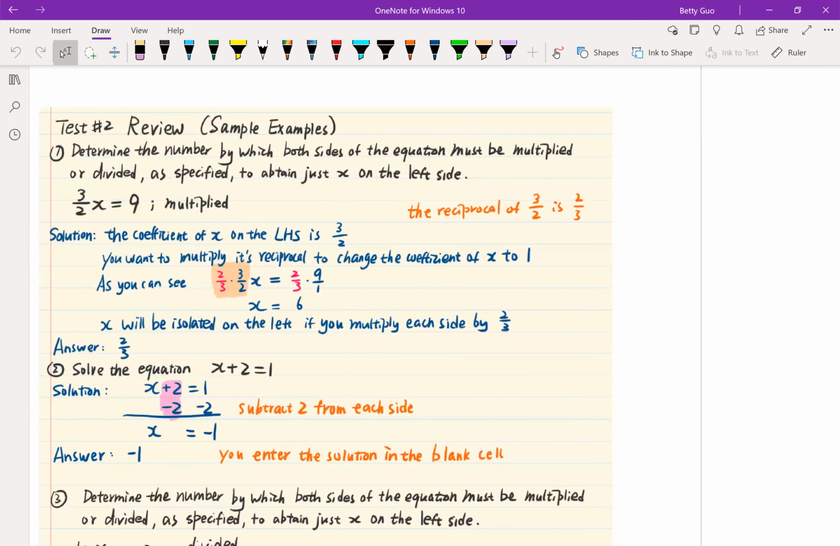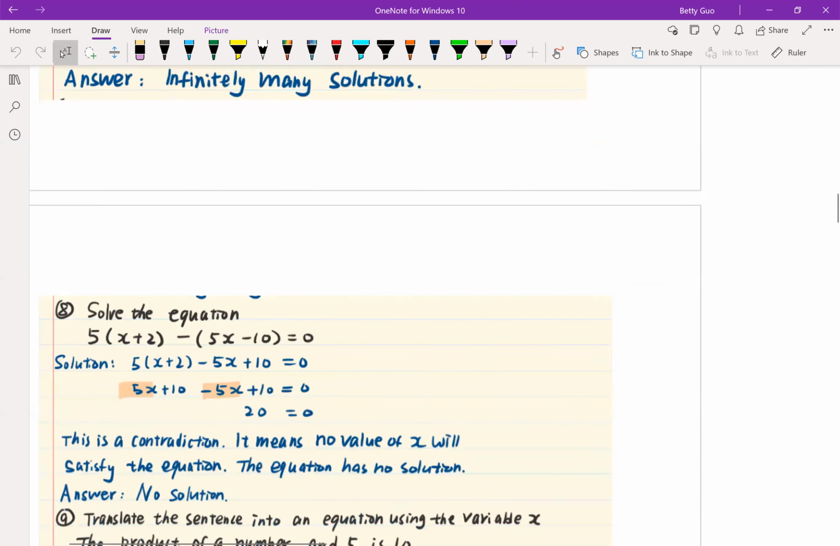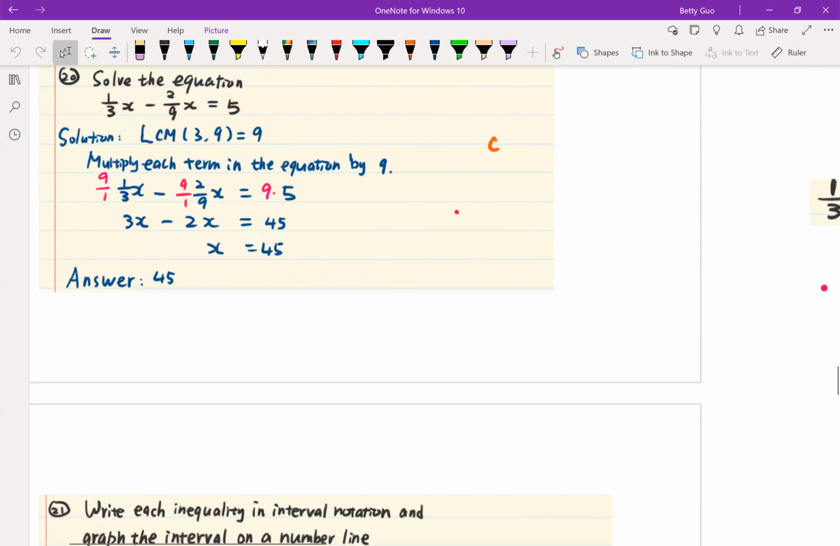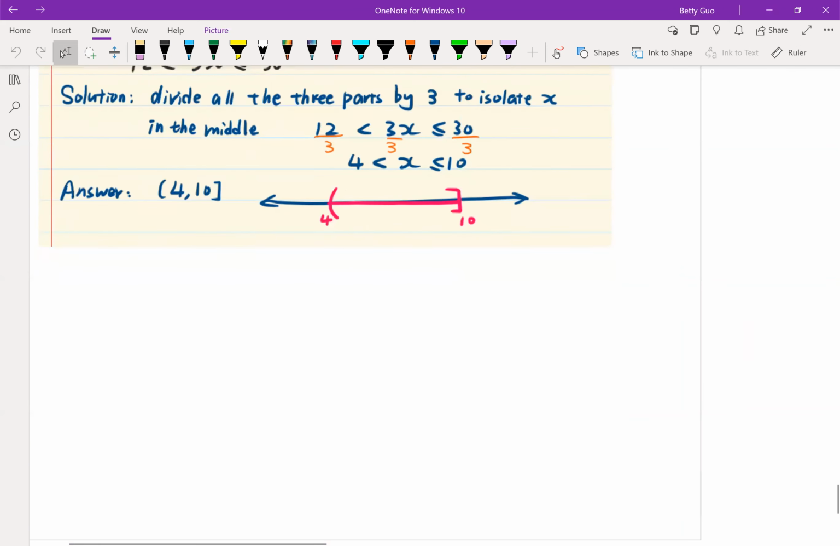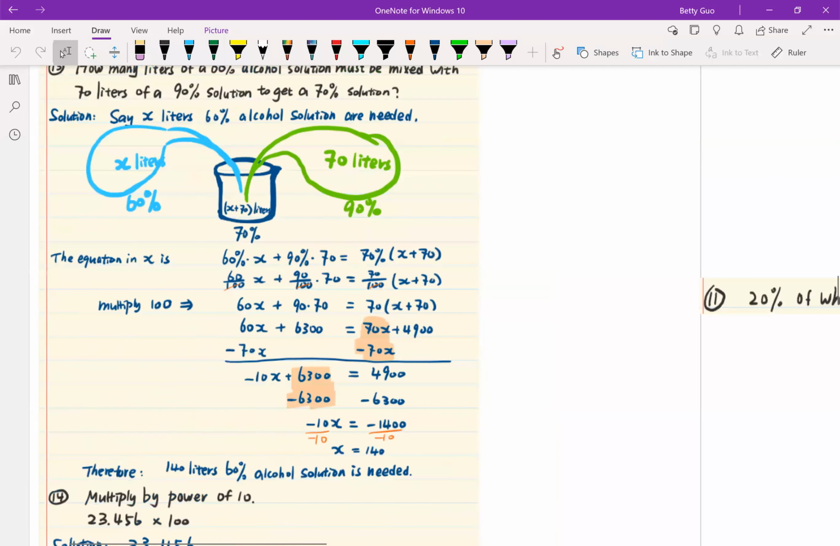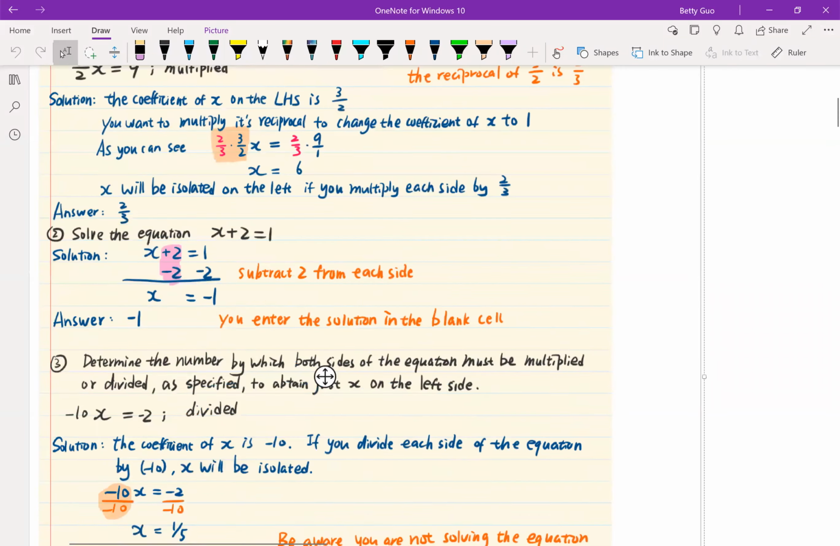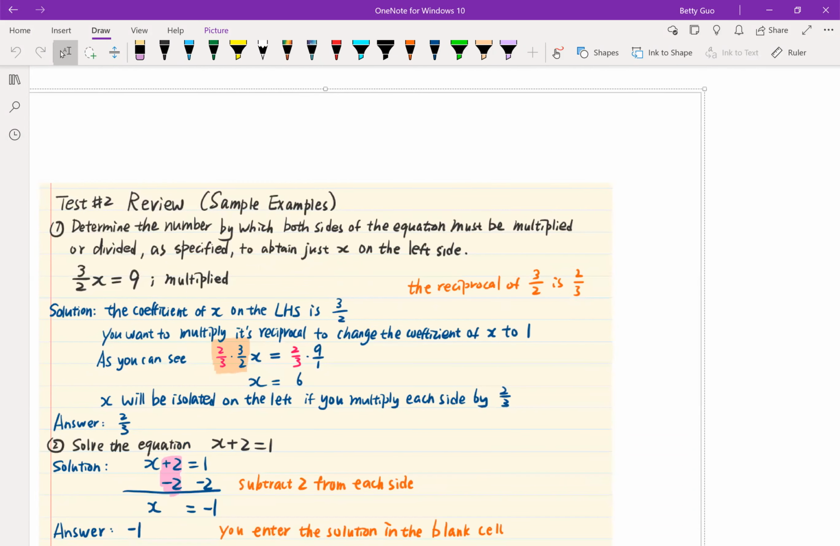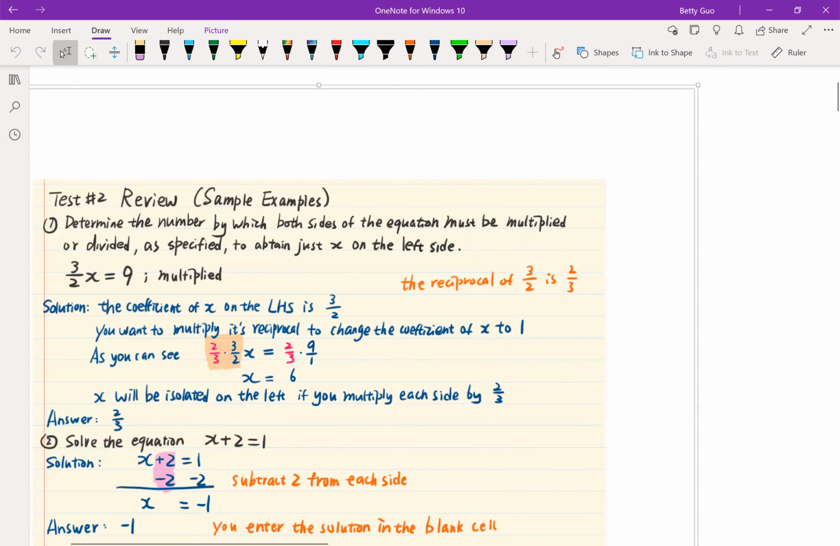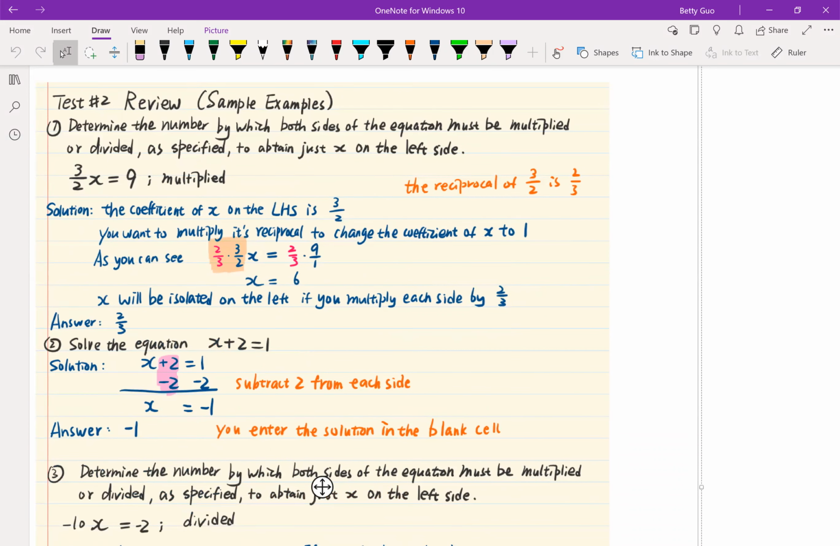Good morning, everybody. Today we're studying the review for test 2. Test 2 takes place tomorrow. There will be, I think it's 26 questions on test 2. We have 26 sample examples in the review. We're gonna prepare for them. You guys ready? Take good notes.